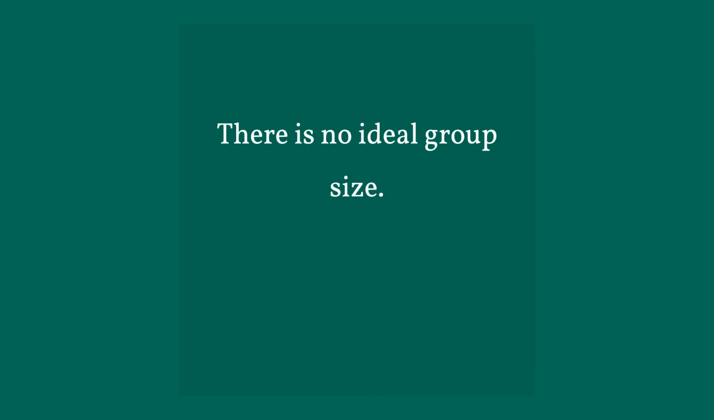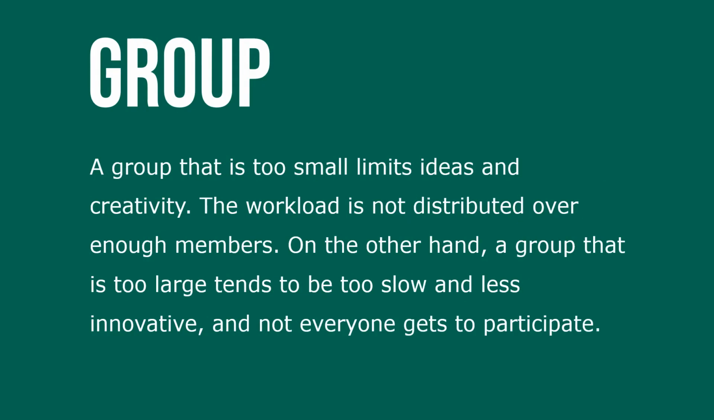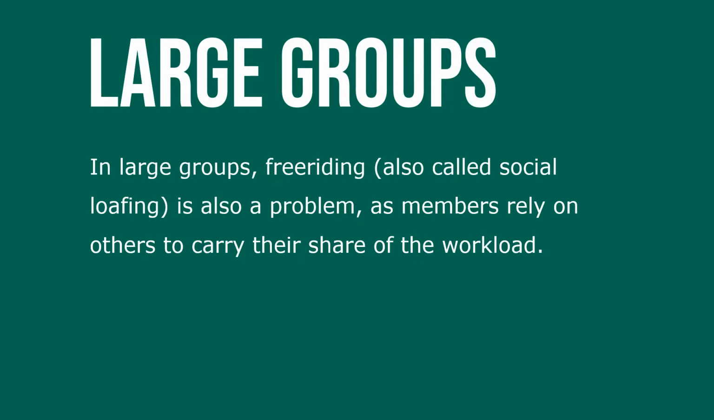There's no ideal group size. There's no clear agreement on the ideal number, as it varies depending on the purpose, situation, and type of work performed. Groups tend to be larger than teams, and size is the span of management. A group that's too small limits ideas and creativity. The workload is not distributed over enough members. On the other hand, a group that's too large tends to be too slow and less innovative, and not everyone gets to participate. In large groups, free riding, also called social loafing, is a problem, as members rely on others to carry out their share of the workload.